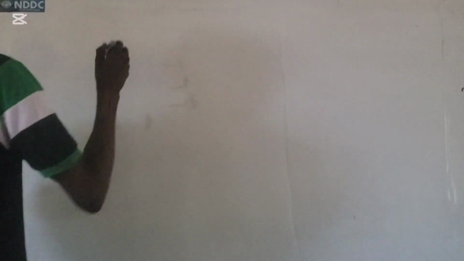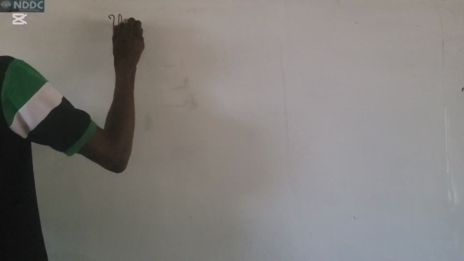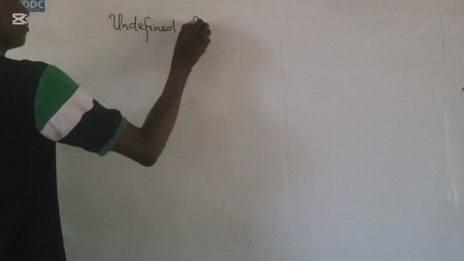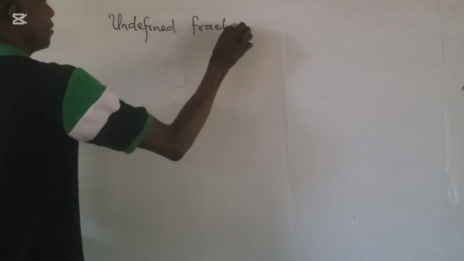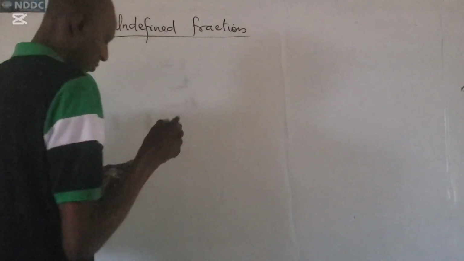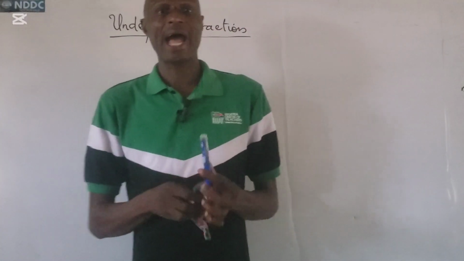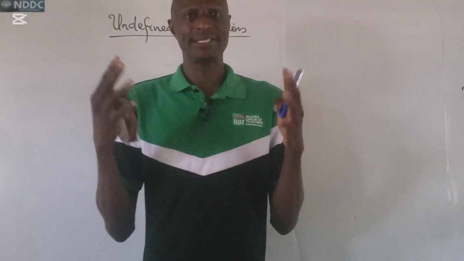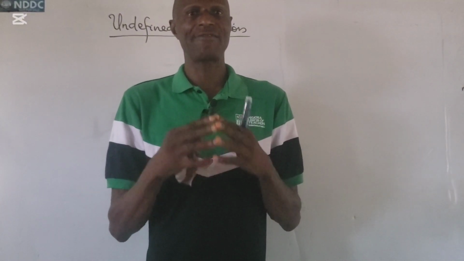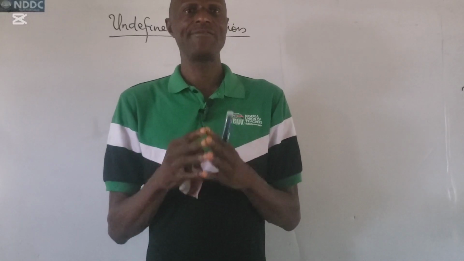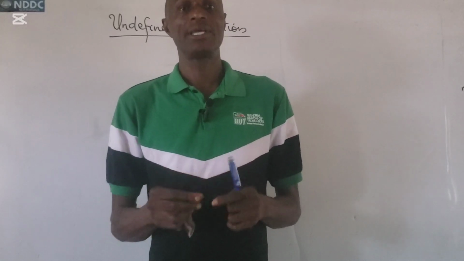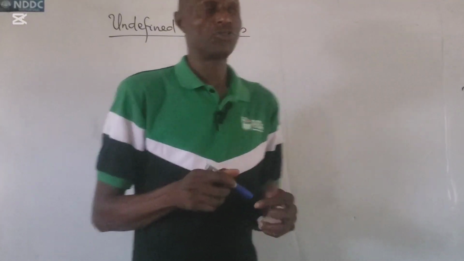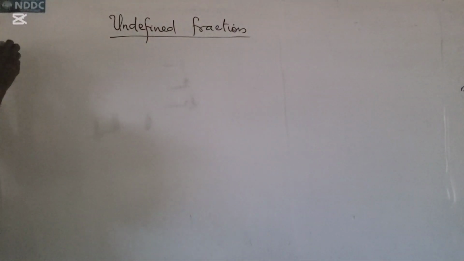I want to talk about the topic today: undefined fraction. What's an undefined fraction? An algebraic fraction whose numerator and denominator do not have a common factor. If they don't have a common factor, it's said to be undefined when you equate the denominator to 0. So let us take example number 1.